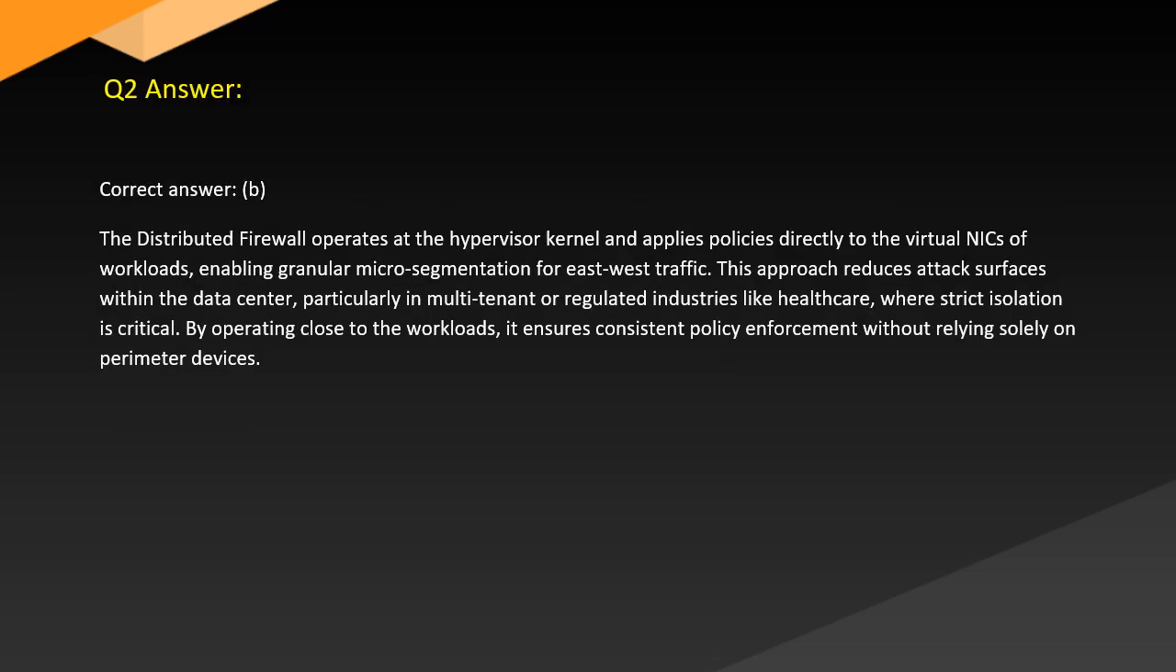Answer. Correct answer: B. The distributed firewall operates at the hypervisor kernel and applies policies directly to the virtual NICs of workloads, enabling granular micro-segmentation for east-west traffic. This approach reduces attack surfaces within the data center, particularly in multi-tenant or regulated industries like healthcare, where strict isolation is critical. By operating close to the workloads, it ensures consistent policy enforcement without relying solely on perimeter devices.